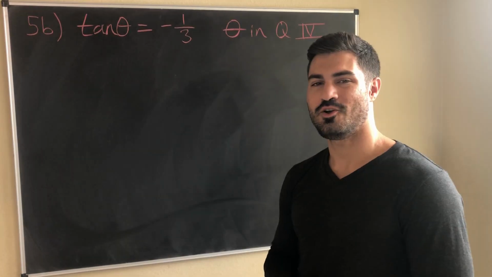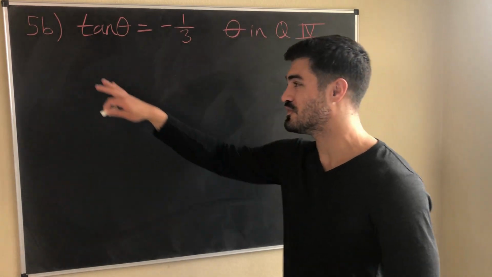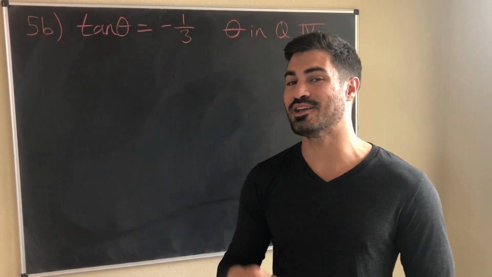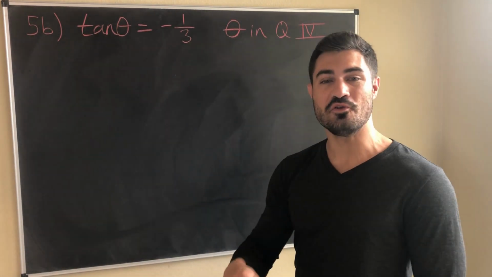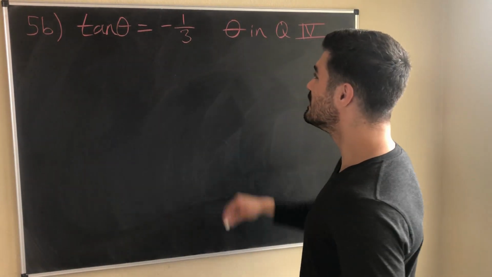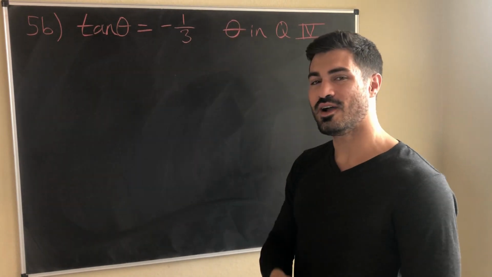Bam. All right, 5b. So here's another example where we're given some information and we're asked to find the exact values of the 5 remaining trig functions. So let's go ahead and start. Tangent theta equals y over x. That's the definition of tangent. So that means that y equals -1 and x equals 3, right?